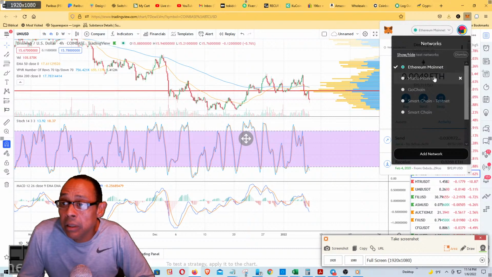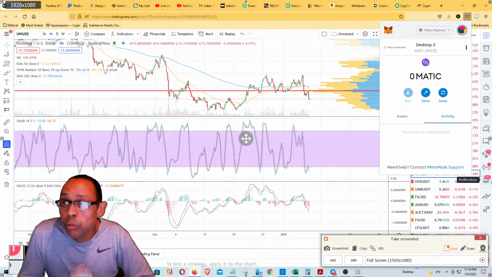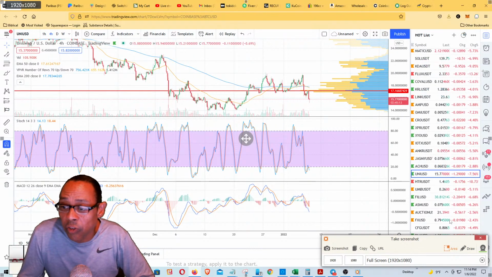So here's the Matic mainnet right there. Boom. I've got Smart Chain and Go Chain. But boom, you can start using MetaMask on Polygon. So there's not going to be any gas fees. All right, let me look at the comments real quick, and then I'll move it on.